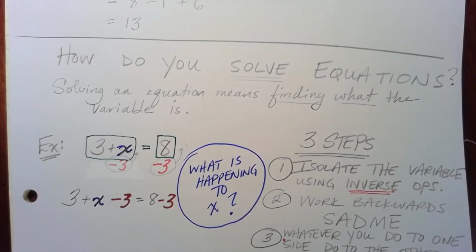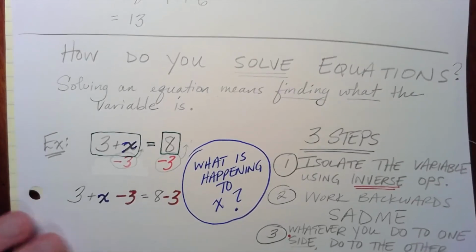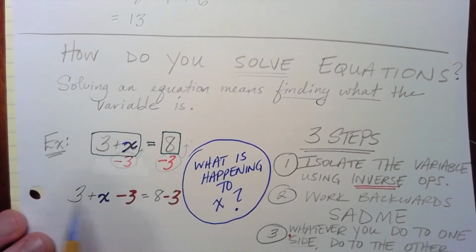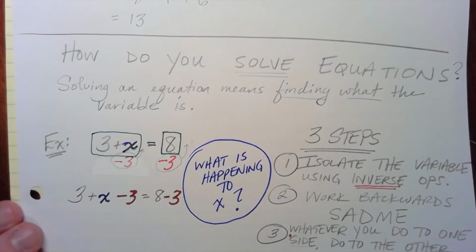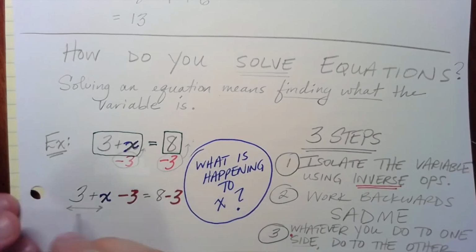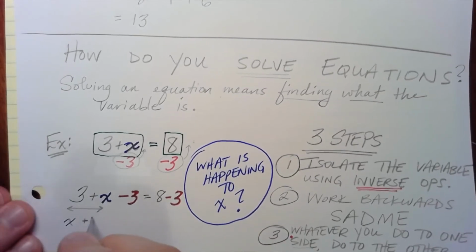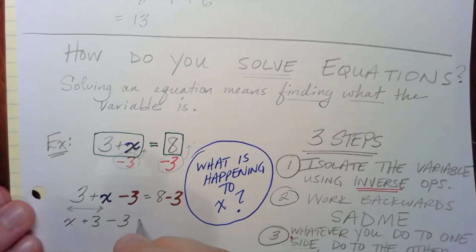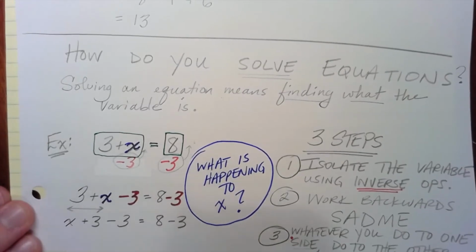Okay. And so now I'm just going to think about, well, what is 3 plus x minus 3? You can also rearrange this using the commutative property. I could commute these two, and I could say, well, x plus 3 minus 3 equals 8 minus 3.